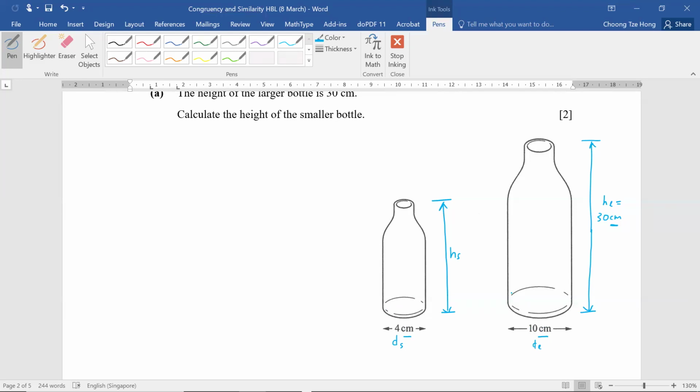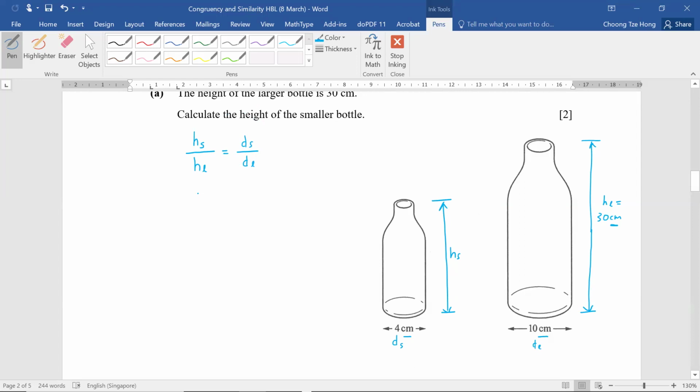What they want us to do is to find the height of the smaller bottle. Usually my practice would be to write the quantity that they want you to find right on the top left hand corner of the equation. So I want to find the height of the smaller bottle, so I write HS over here, the height of the smaller bottle over the height of the larger bottle. Since both quantities are lengths, the ratio of corresponding lengths are equal for similar solids. This will be equal to the diameter of the smaller bottle over the diameter of the larger bottle. So this is the equation that we formulate over here.